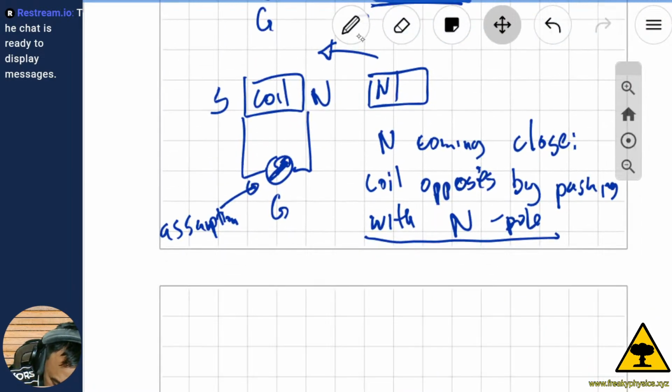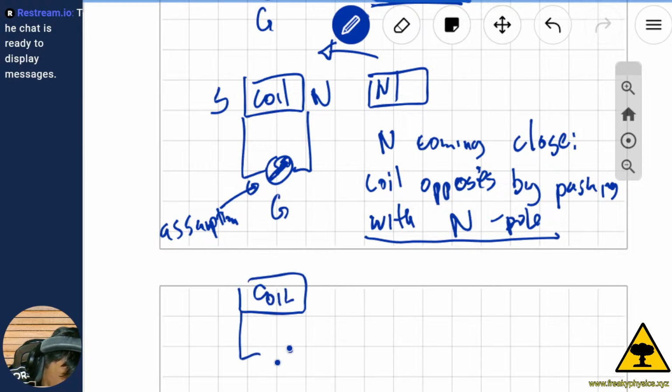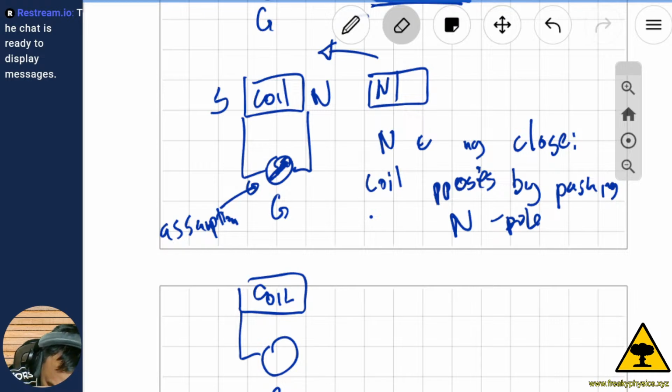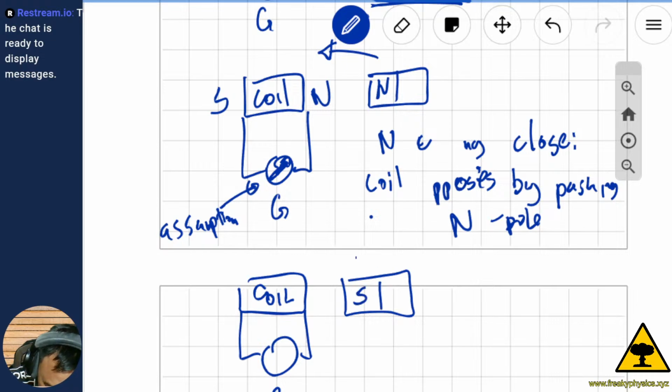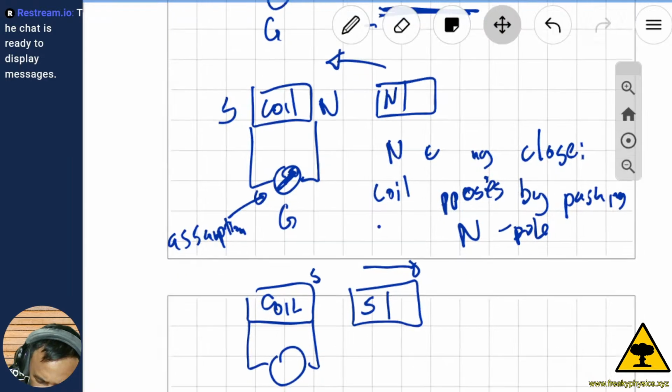Same idea. So this is your coil again, this is your galvanometer, and this is your magnet. This is a south pole, and it's going away. The coil will again oppose the motion. If this were south, it's gonna help it because it's gonna repel it further, right? It doesn't oppose the movement of going away. So this has to be north.